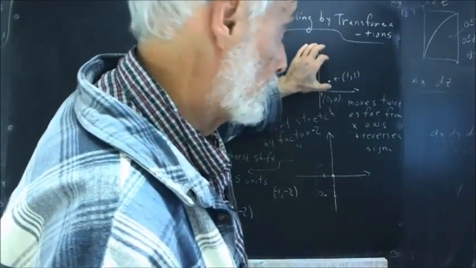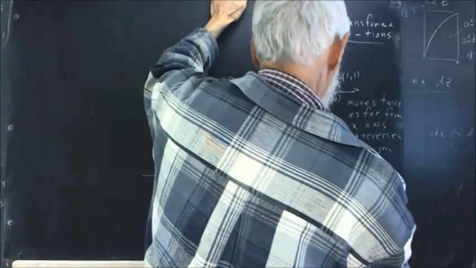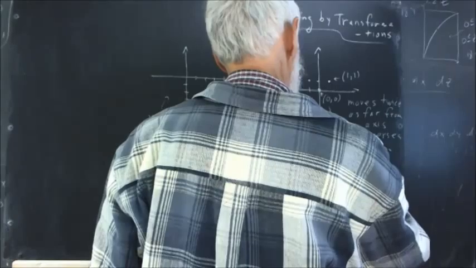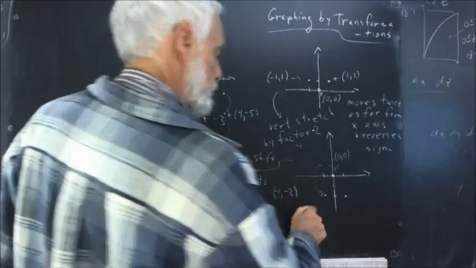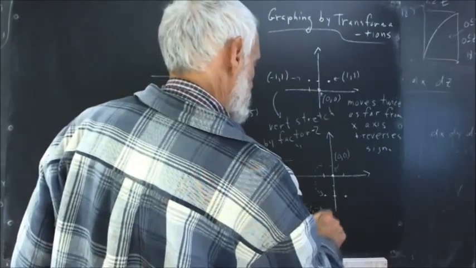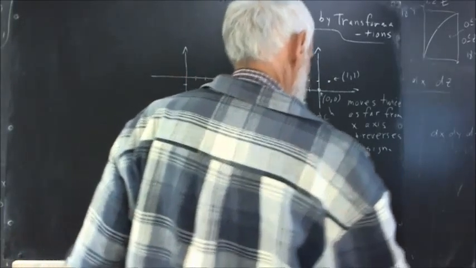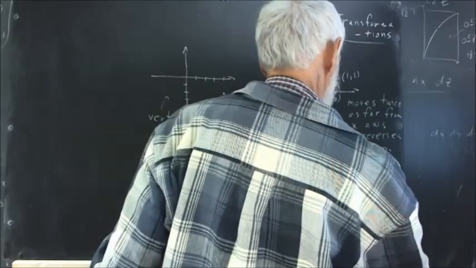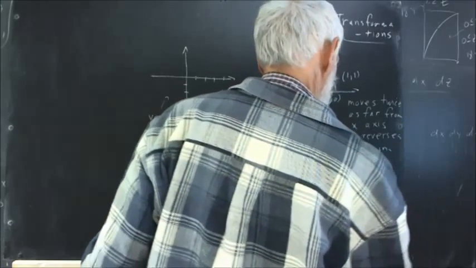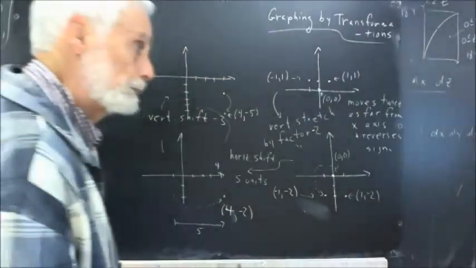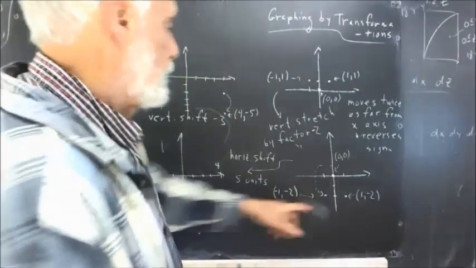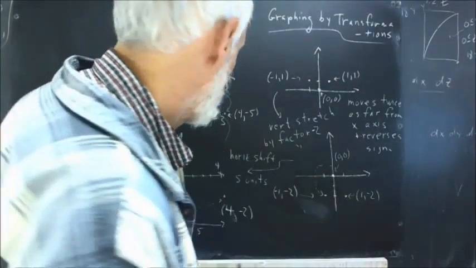Well, it moves twice as far from the axis, but on the other side, so it's going to move out to the point 1, -2. So after the vertical stretch, we're going to have points -1, -2. Yep, label it over here, okay. 0, 0, and 1, -2. Okay, here are 3 points.